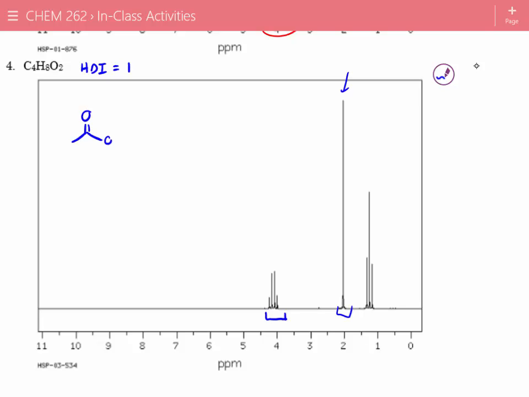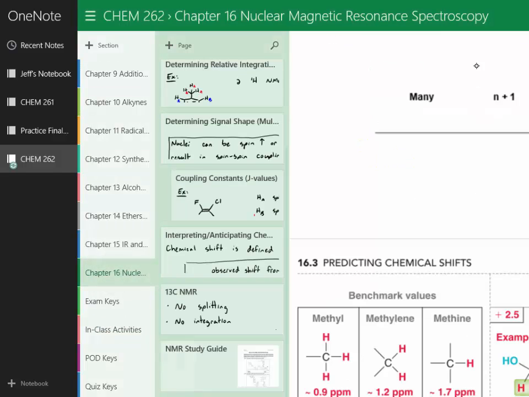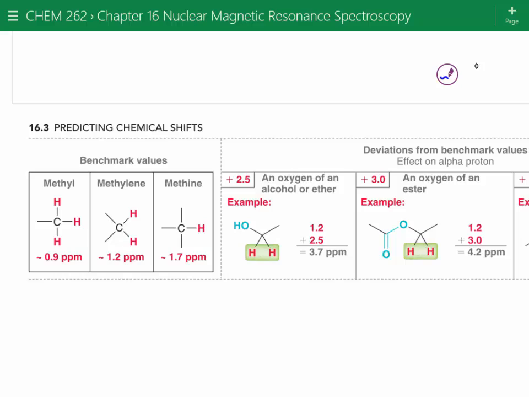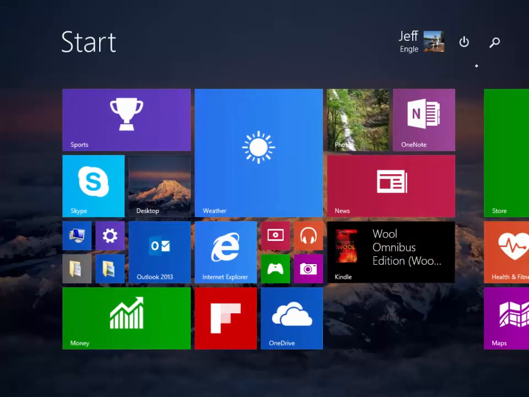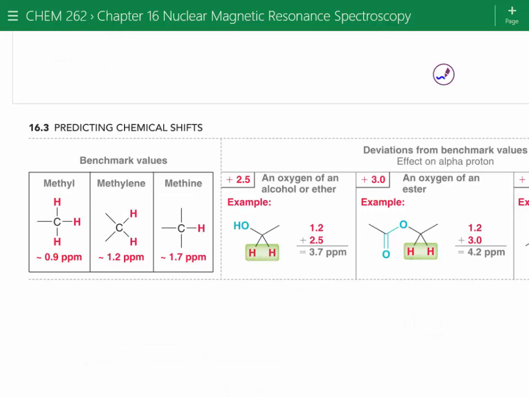So if we look at esters, and we go back to our correlation guideline, let me pull that up. Just one second. All right, sorry about that.